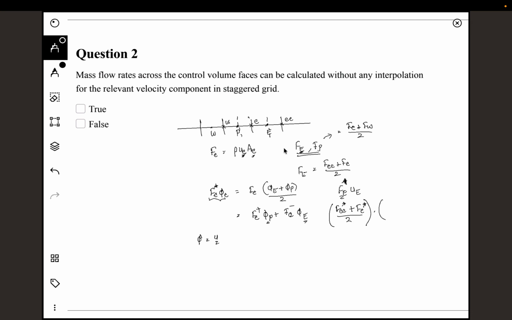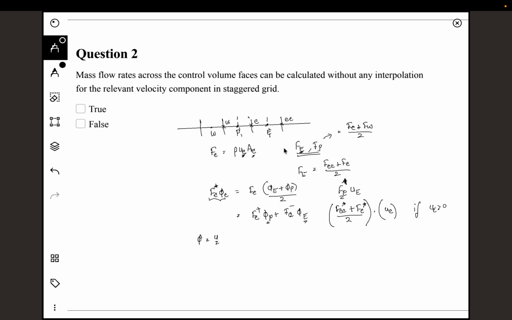So if you're using, say, an upwind scheme, then UE will be equal to this if the flow is positive, and that if negative, and so on. If it is central difference, you take the average of these two and substitute that here. But this will always remain the same. Here you don't do any kind of upwind. So this is just the mass flow rate.